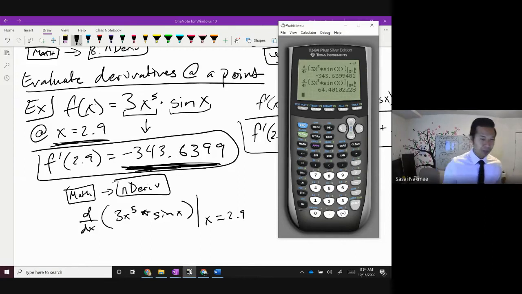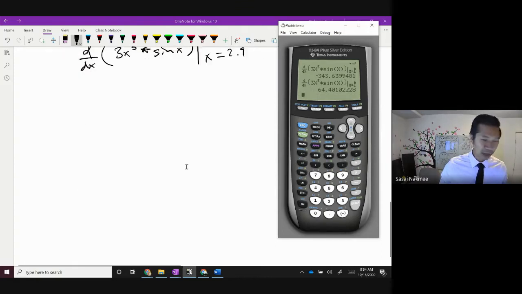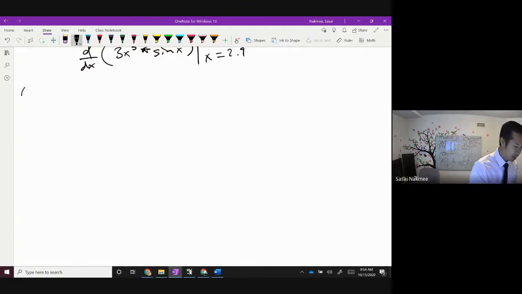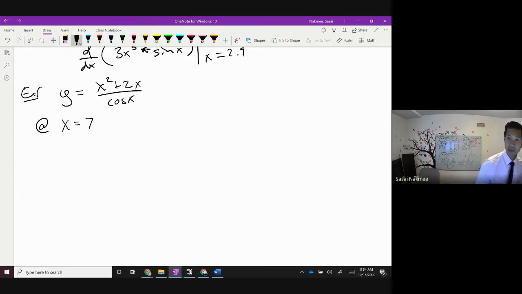All right, so here, guys, try this problem real quick. Use your calculator to do it, or if you want, you can try doing it by hand, but I really suggest you use a calculator for this. Can you calculate the derivative of y equals x squared plus 2x over cosine of x, evaluated at x equals 7? So go ahead and try that. Type the answer that you get into the Pear Deck for me.